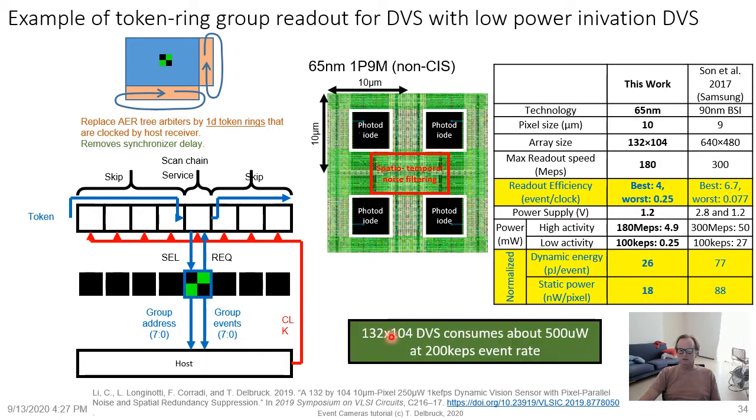So as a result, this 132 by 100 DVS consumes about 500 microwatts at 200 kilo events per second readout speed. And so that makes it suitable for IoT applications. 500 microwatts, half a milliwatt at the chip level, makes it so you could probably build a system with a few milliwatts of static power consumption. And that puts it in the range of battery-powered IoT devices. Interesting sensor, so take a look at this paper about it.